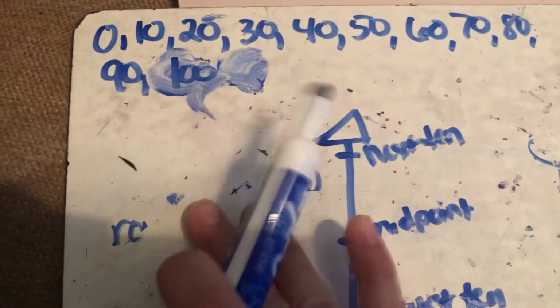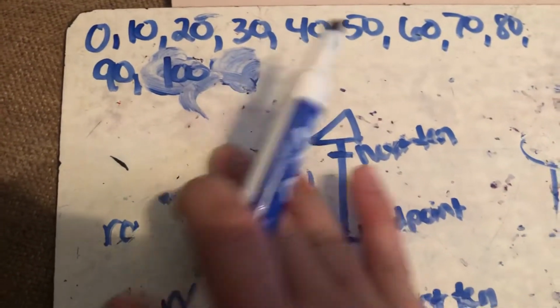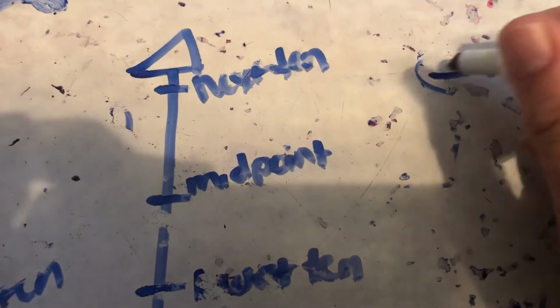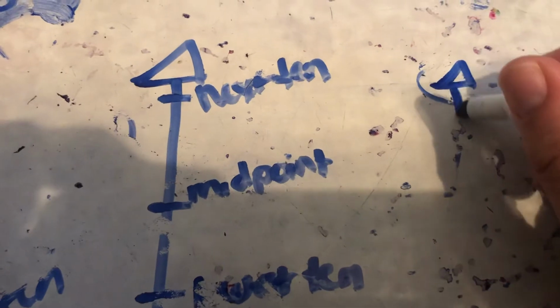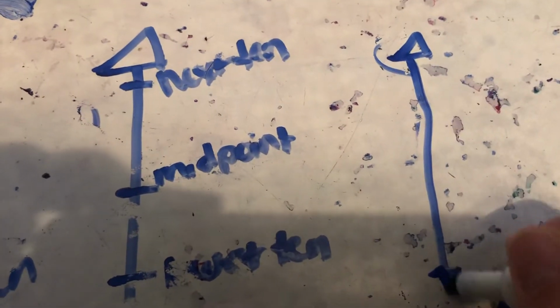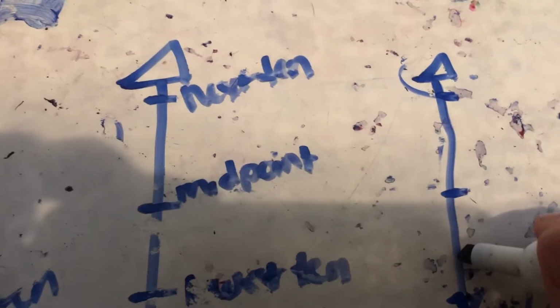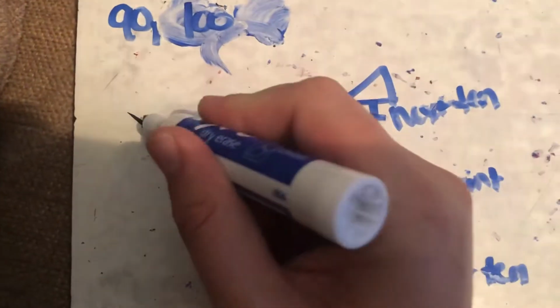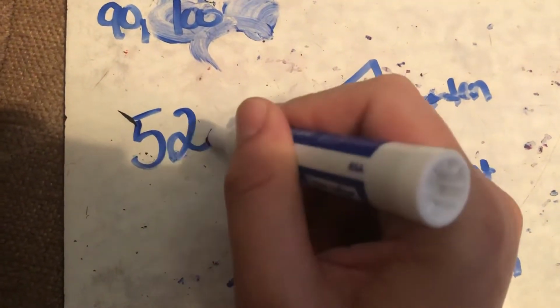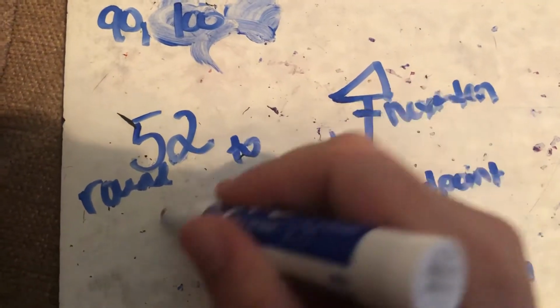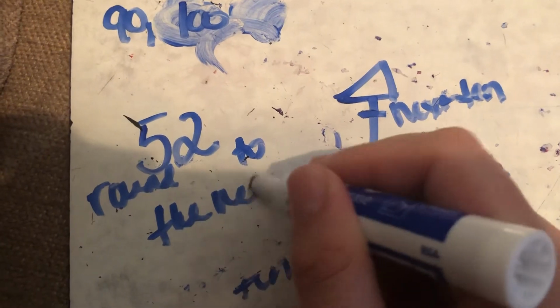Let's erase. Let's try another one. I'm going to try one more 2-digit, and then we're going to also have to do 3 digits, so in the hundreds. Okay, so let's draw another number line. I'm going to use this one for my reference, where I can look at it. Okay, here's my midpoint. Here's the top. Here's the bottom 10. Okay, I have 52, and I want to round 52 to the nearest 10.